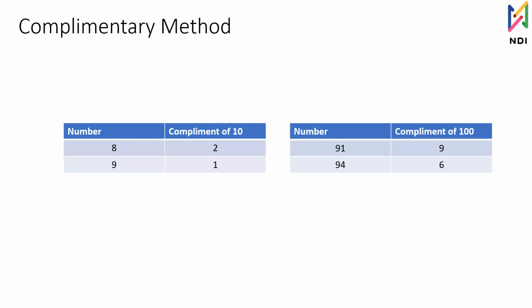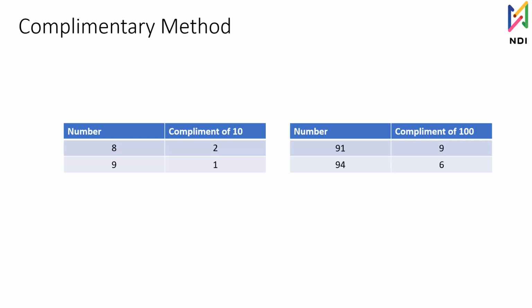If you see the numbers 91 and 94, you can compare them to the base number 100. So 91 is short of 100 by 9. That's what we mean by the complement with respect to 100. For 94, it is 6. So you have got these numbers, and we have also computed the complements.